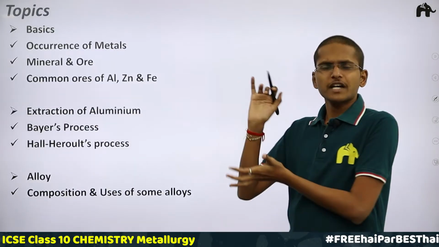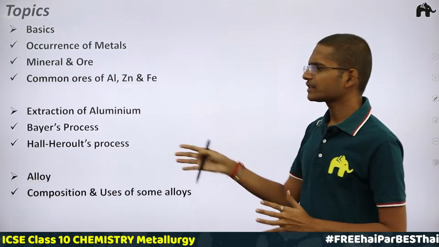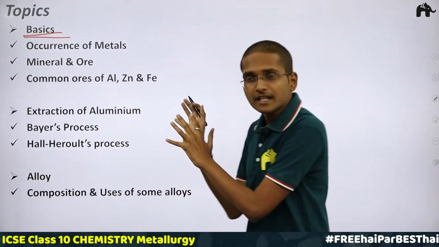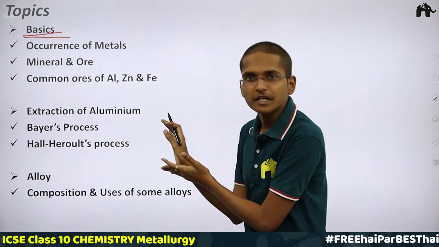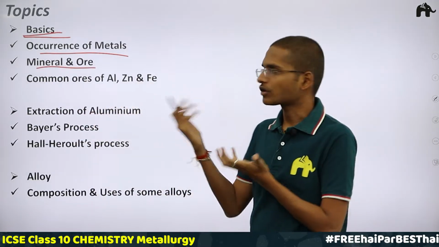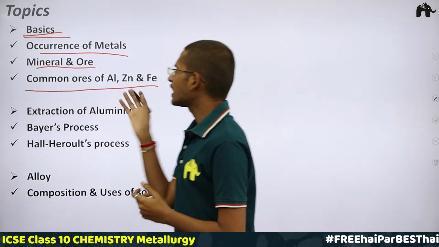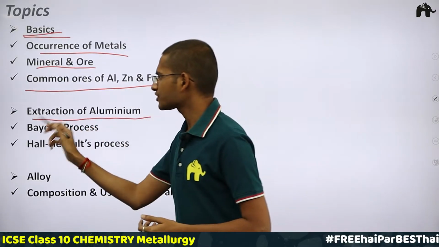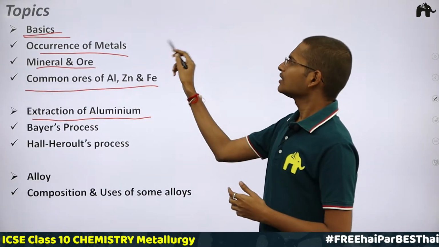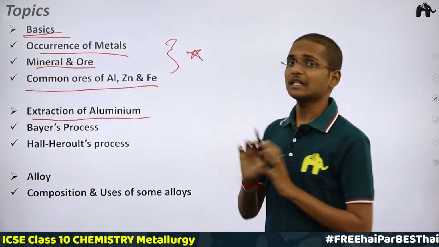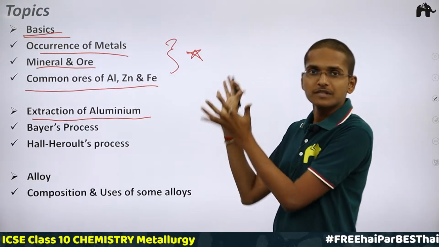So then let's start. First, let me tell you the division which I have made for this chapter. I have divided the chapter into 3 parts, and the first part is the basics which we need to study in order to understand the next part, the extraction of aluminium. In these basics we are going to see occurrence of metals, minerals and ores, what are minerals, what are ores, and some common ores of aluminium, zinc and iron. After that we are going to quickly jump to extraction of aluminium. But before that, let me tell you, very few questions are asked from these basics. But yes, questions are asked, right? So we cannot skip this part at all.